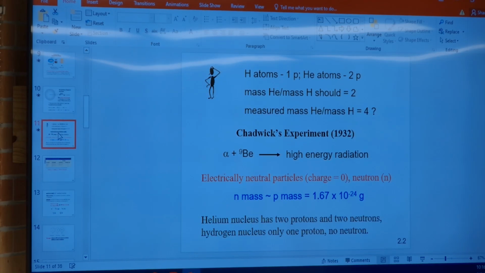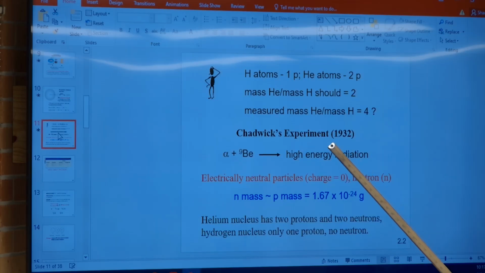If we think about the hydrogen atom compared with the helium atom, from the periodic table, if you take a look at the periodic table, hydrogen has 1 proton, helium has 2 protons. Then according to Rutherford's model, their mass ratio should be 1 to 2. But the actual mass ratio is 1 to 4. Helium is 4 times heavier than hydrogen. So this result tells us there should be another small particle, not yet discovered, inside an atom.